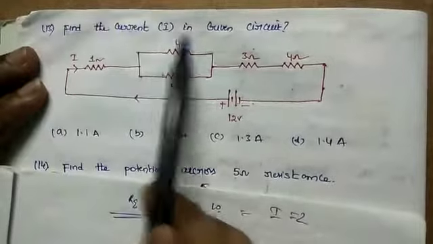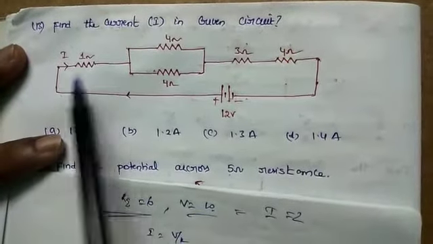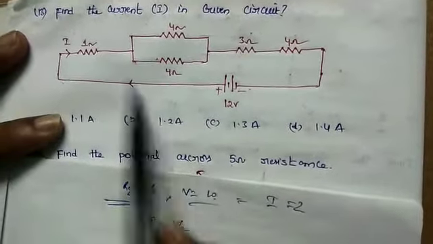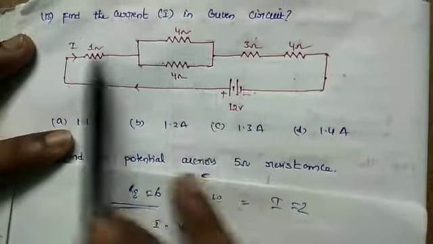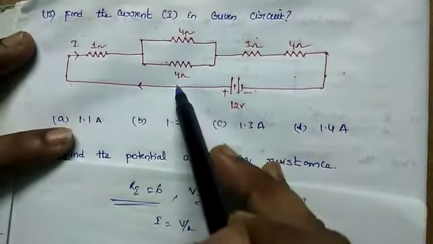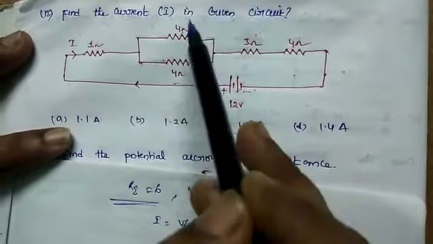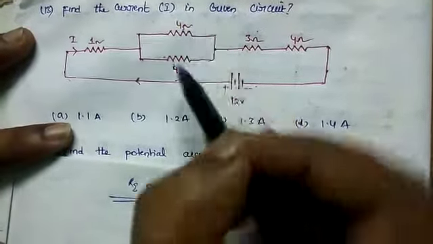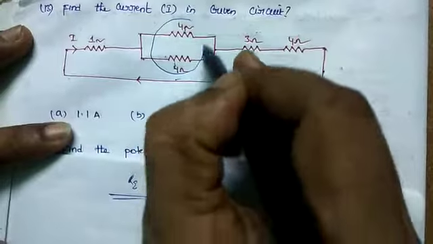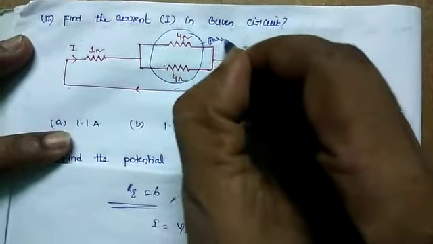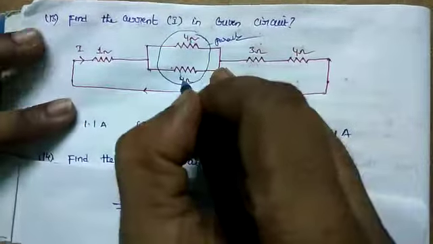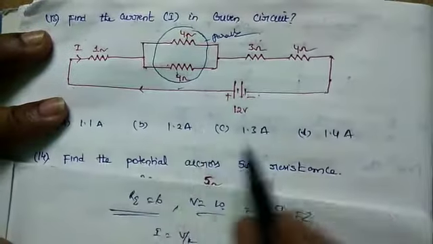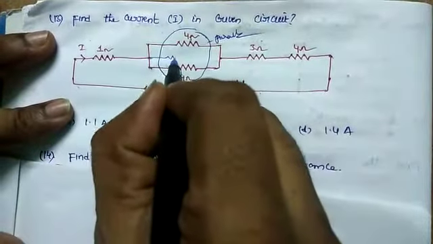Find the current I in the given circuit. This is the circuit diagram. So these all are in series, but this 4 ohms across the 4 ohms should be going on here. So that means these 4 and 4 are in parallel. These two are in parallel. So first of all, 4 into 4 by 4 plus 4, as in the previous problem, we get 2 ohms.